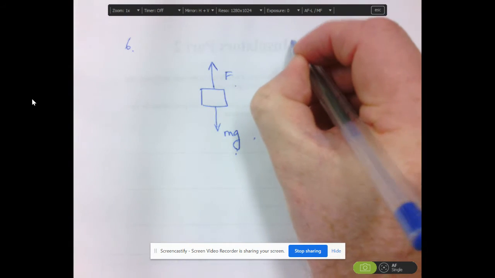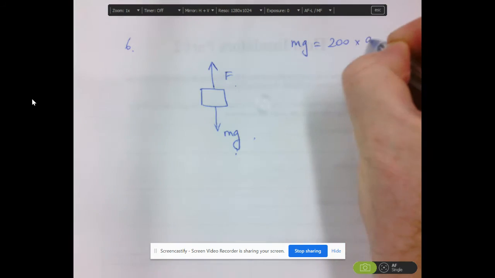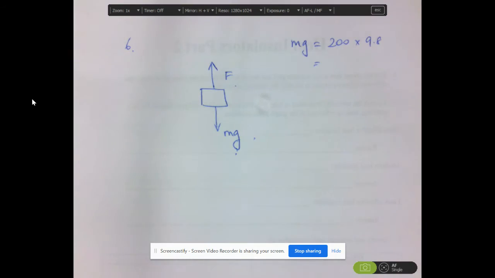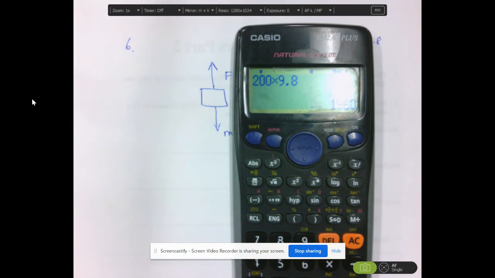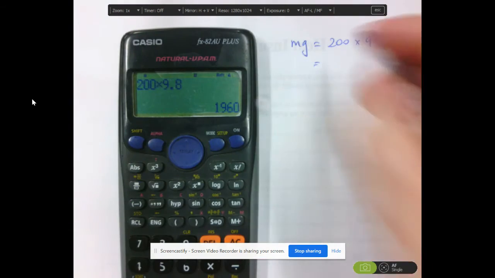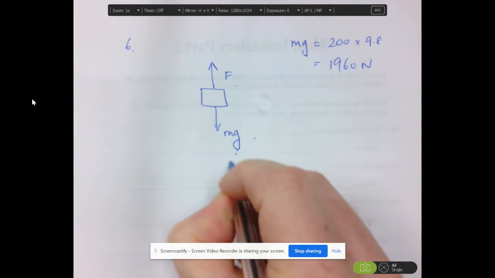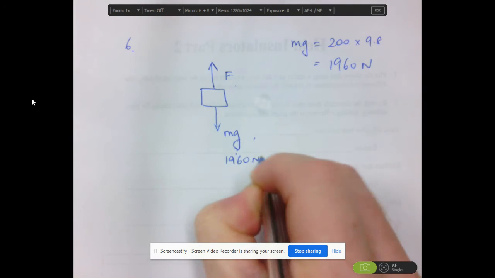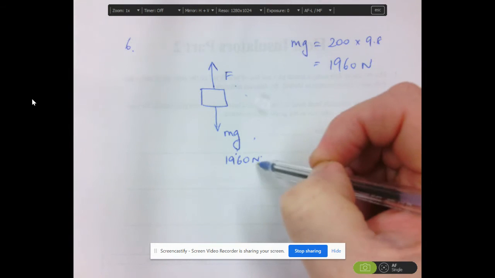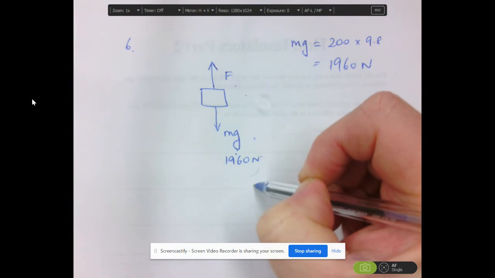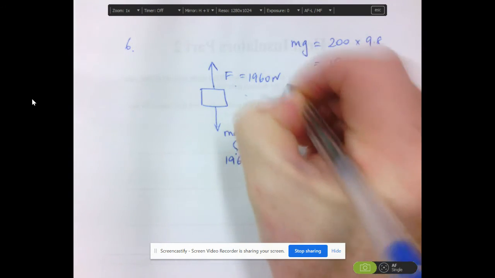So let's calculate the weight. mg is equal to 200 times 9.8. So 200 times 9.8 is 1960 newtons. So 1960 newtons is pulling down there. So if this crane needs to lift this box, then it must be giving the same amount there. So this must equal 1960 newtons there.